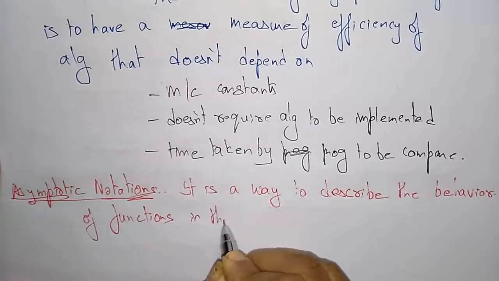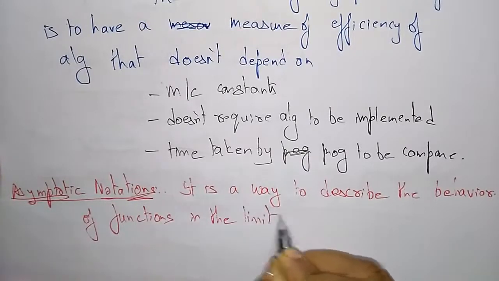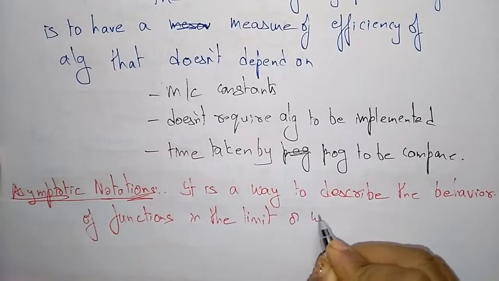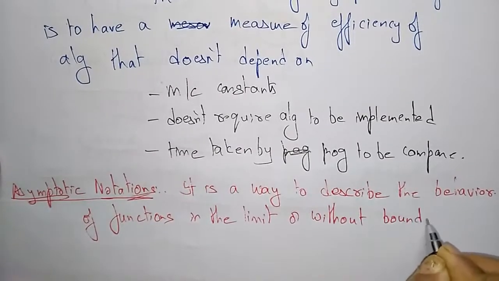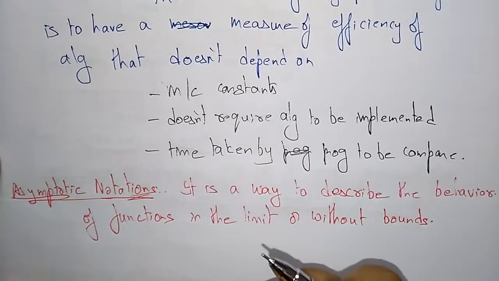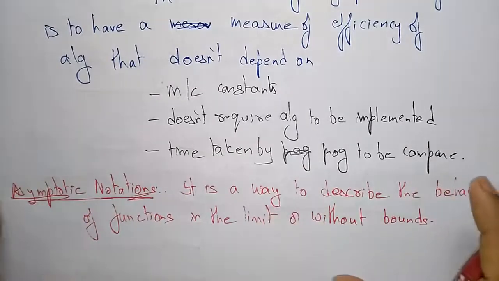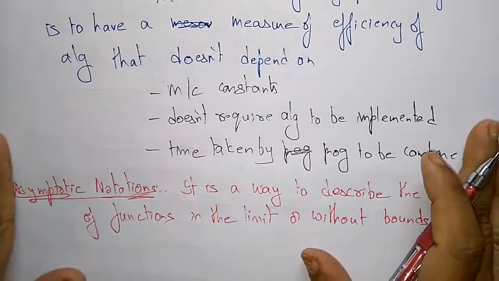It describes the behavior of a function in the limit, or without bounds. Here, it is the running time of an algorithm as a function of input size, for large n. It depends upon the input size that we are giving: if the input size increases, the running time also increases. So this is about asymptotic notations.